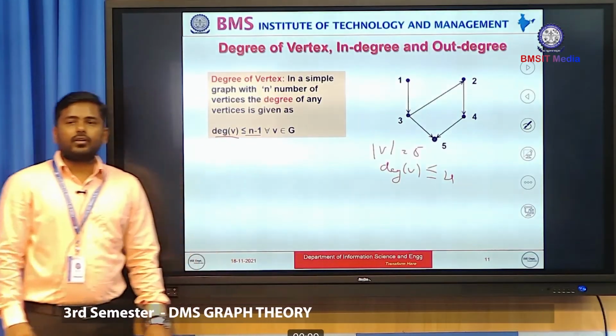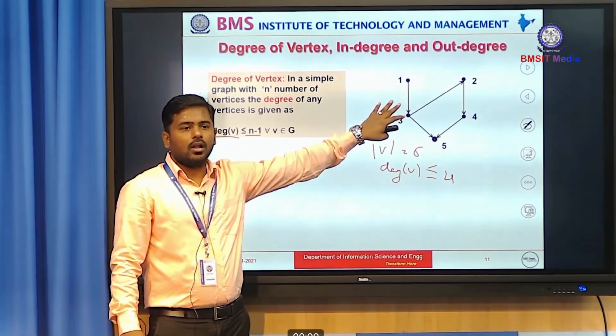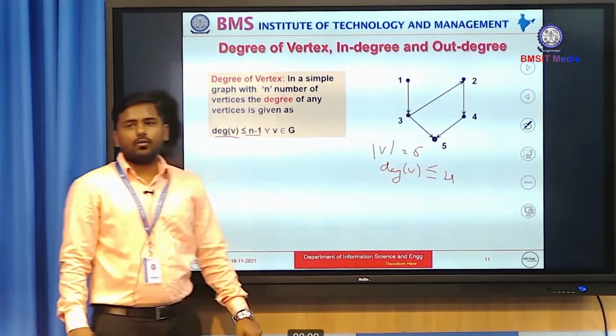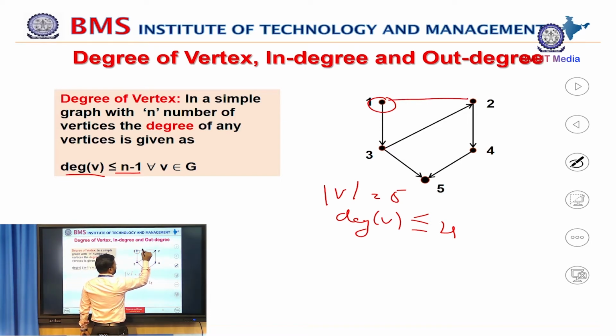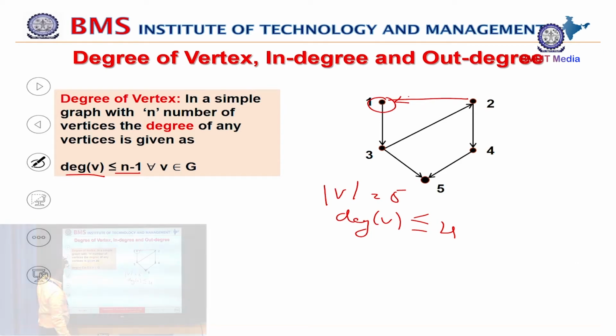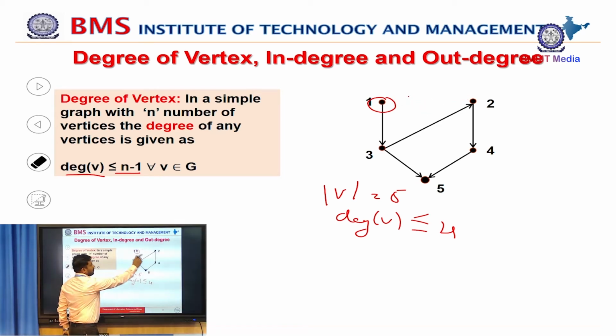The degree of a vertex can be defined as the number of edges incident on a particular vertex. Say if I consider this example, this vertex: how many edges are incident on this particular vertex? There are no incident edges here. So the number of incident edges for vertex V is 0, and the degree of this particular vertex is 0.